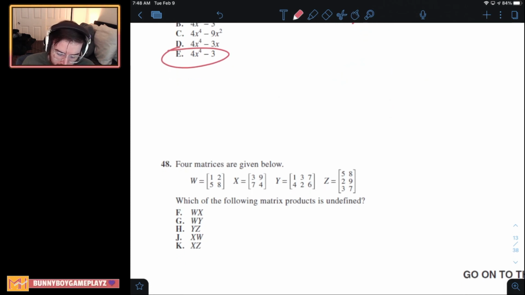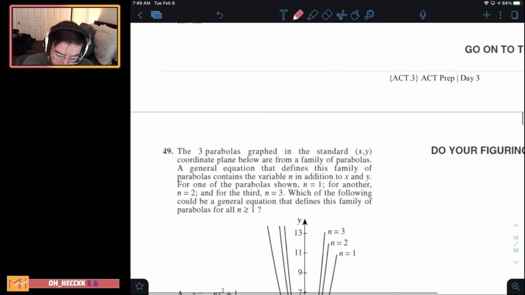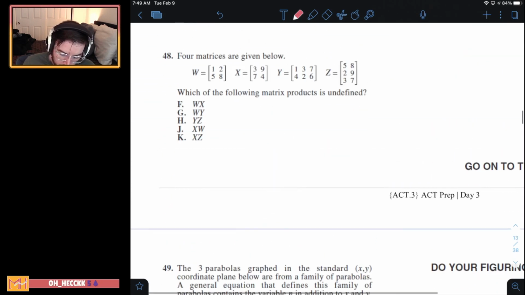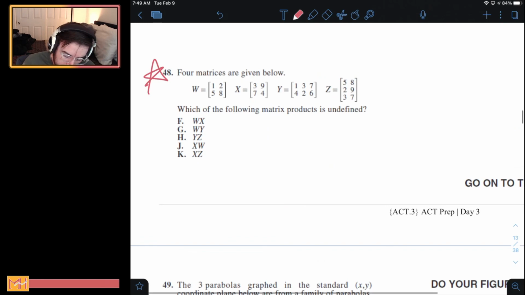4 matrices are given below. Which of the following matrix products is undefined? You may have never seen matrices in your life. And you know what? In all honesty, for the sake of this video, I'm going to skip it so I don't go on way too long. Let's do one more. So 48 was skipped. I'll cover that in class.